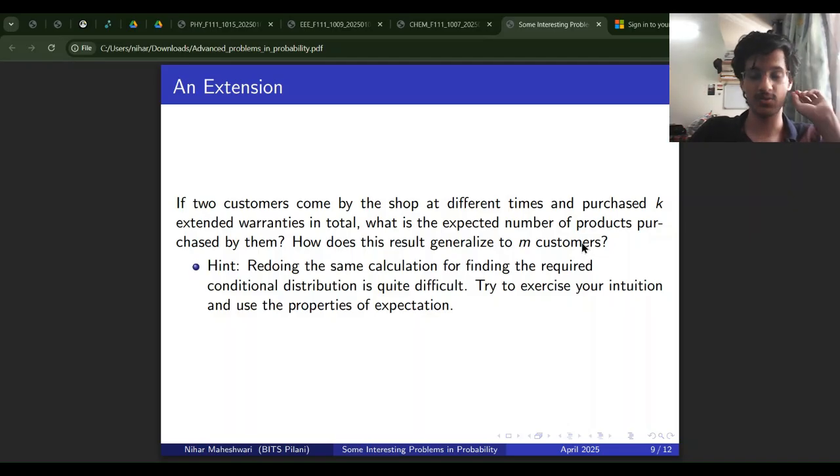So that's why I want you to not do that and instead try to think. What do you feel like the answer will be? What does your gut feeling say? And just try using the properties of expectation to arrive at an answer. I will leave that up to you.